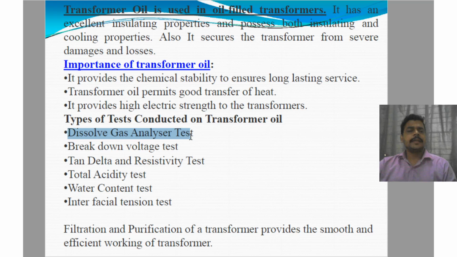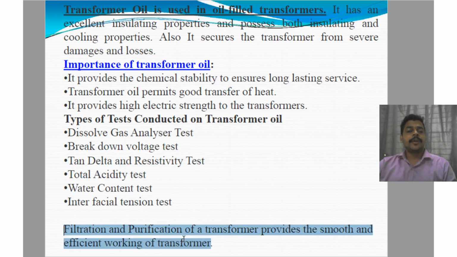Dissolved gas analysis test can take place. Breakdown voltage test we are interested in. These are the types of tests conducted on the transformer oil. The tan delta and resistivity test we are considering. The total acidity test, water content test and interfacial tension test can be conducted on the transformer. Filtration and purification of transformer oil provides smooth and efficient working of a transformer.